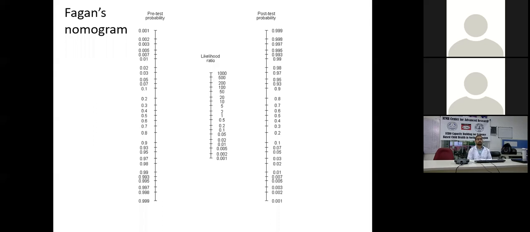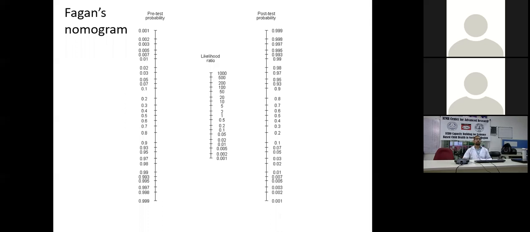The left-sided vertical line is the pre-test probability expressed as a decimal. So it extends from 0.01 on the top to 0.999 at the bottom, which basically means the pre-test probability of the disease before you've even done the test, a range of probabilities extending from 0.1% to 99.9%. On the extreme right is the post-test probability of the disease, extending from 0.1% to 99.9%, except that the graph is flipped. So it's 99.9% on the top.